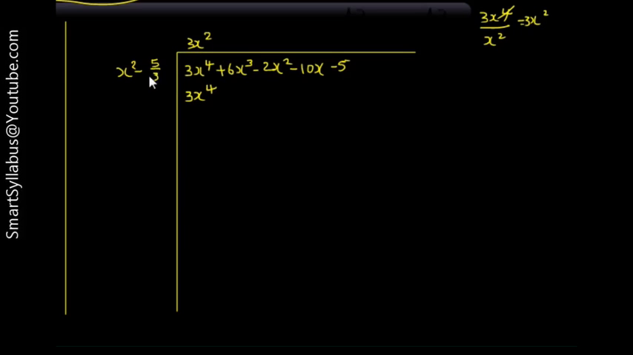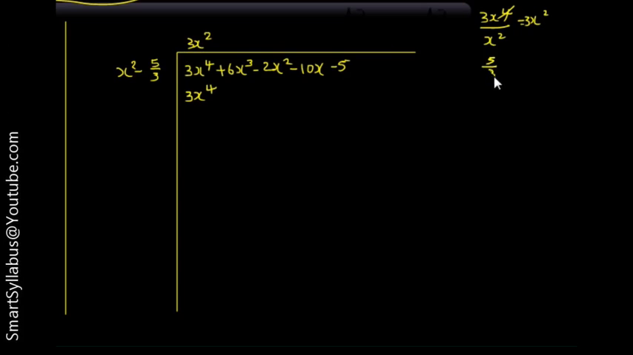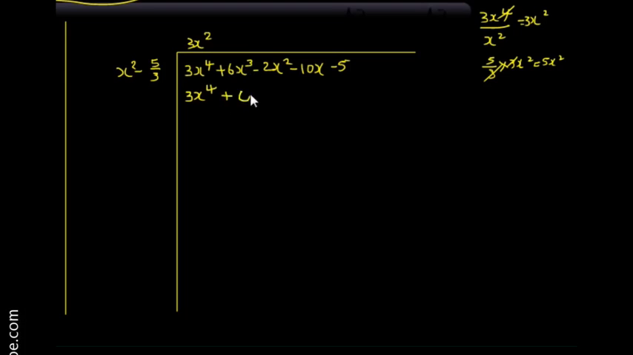Next we are going to multiply these numbers. It's minus into plus, definitely minus. 5 by 3 into 3x square, 3 gets cancelled, so we get 5x square. It means next is 5x square, but if you write the 5x square here, you may get confused because it is x cubed, so write 0 here. Now minus into plus, minus 5x square. I think it is clear, right?